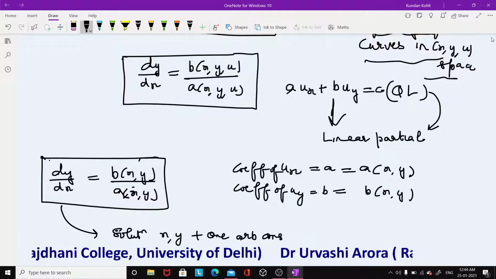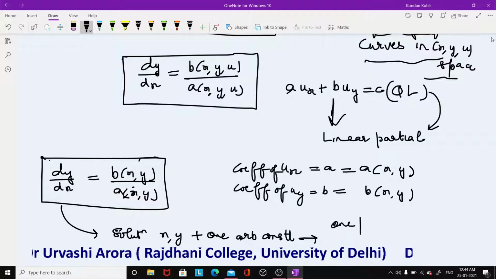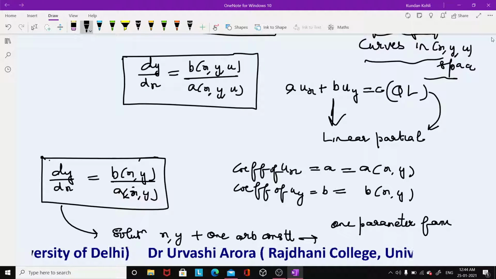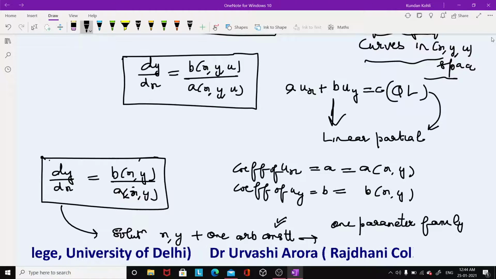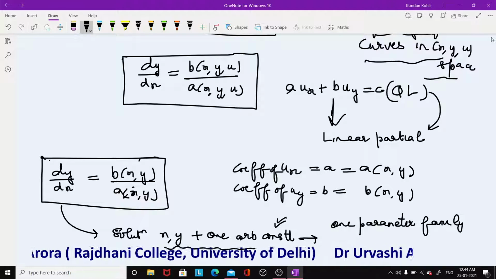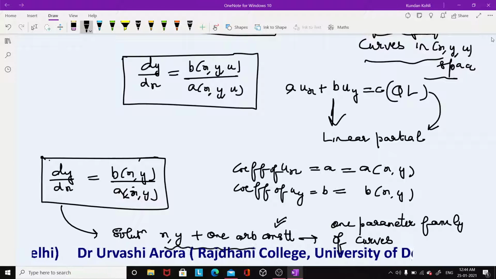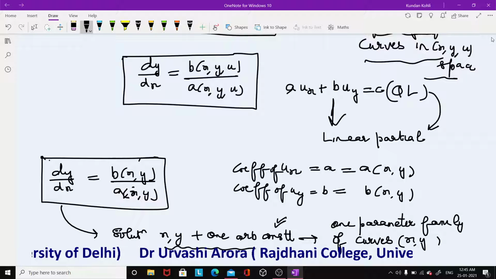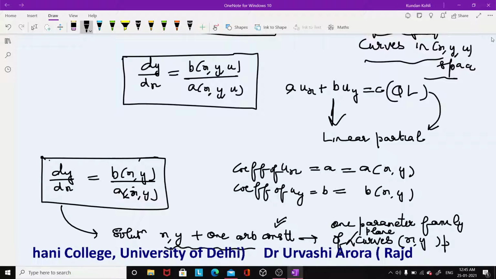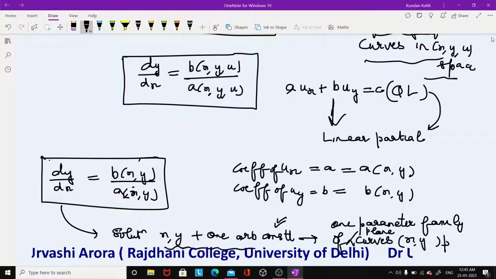So what will be the solution geometrically? The solution will be a one parameter family, because one arbitrary constant is there. And why family? Because the arbitrary constant can have any value. So it is not one solution that we have obtained, we have obtained many solutions. So it is a one parameter family of curves. In fact, they are plane curves because only x and y are present. U is not there. So this is a one parameter family of plane curves in the xy plane.